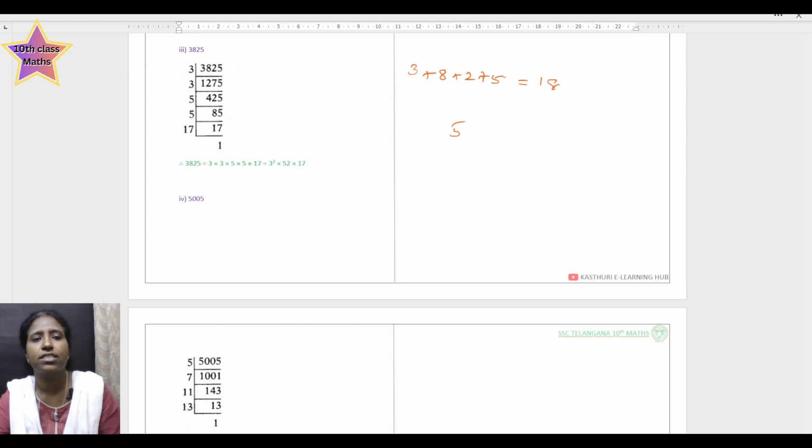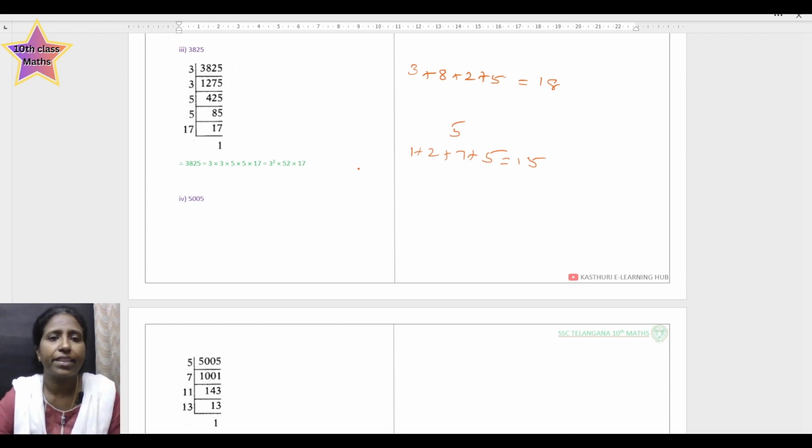Again add the digits. 1275. 1 plus 2 plus 7 plus 5. 1 plus 2, 3. 3 plus 7, 10. 10 plus 5, 15. Is 15 divisible by 3? Yes. So this number also is divisible by 3. So 3 4s are 12, 3 into 425. And then 4 plus 2 plus 5. 4 plus 2, 6. 6 plus 5 is 11. This is not divisible by 3.